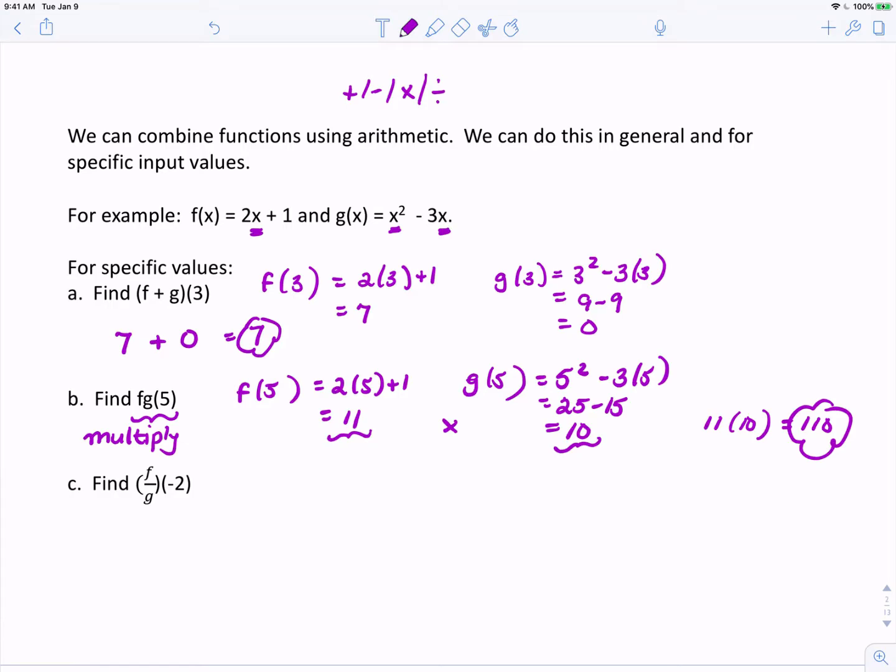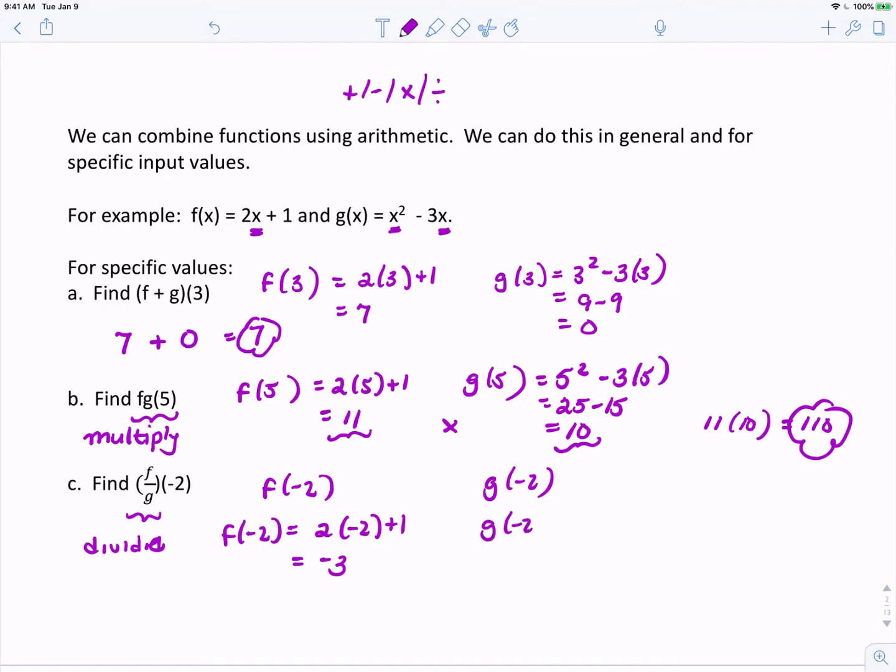Finally, f divided by g of negative 2. What this means is we're going to find f of negative 2, and then we're going to find g of negative 2, and then we're going to divide our answers. So f of negative 2 is equal to 2 times negative 2 plus 1, or in other words, negative 3.